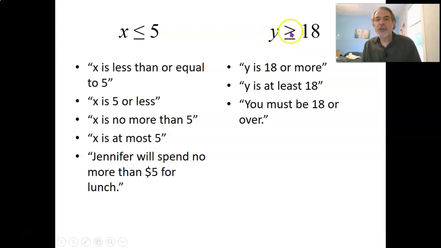How about this one? Y is greater than or equal to 18. We could say it like that. We could say y is 18 or more. Could say y is at least 18. At least 18 means might be 18, might be more than that, but can't be any less. You must be 18 or over. That means your age has to be greater than or equal to 18. If you're 18, that's okay. If you're 21, that's okay. If you're 92, that's okay. It just has to be greater than or equal to 18.